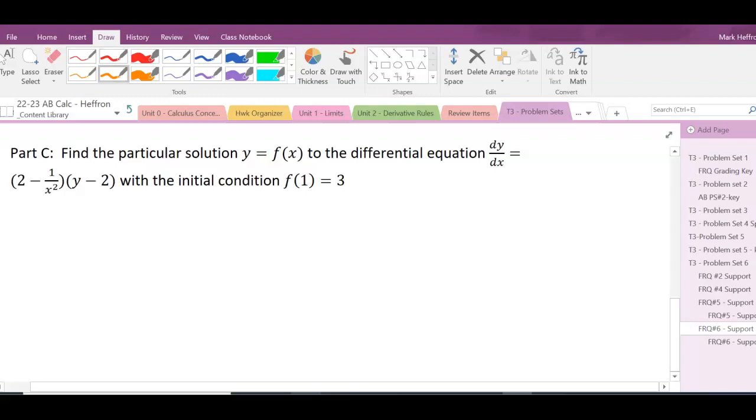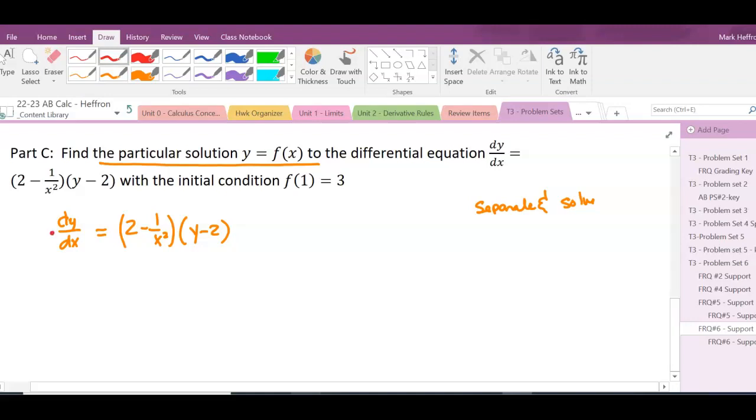So for this problem, you've been asked to find the particular solution. So this means we are going to separate and solve. So we'll have dy dx equals 2 minus 1 over x squared and y minus 2.